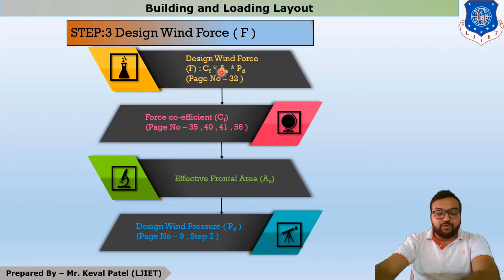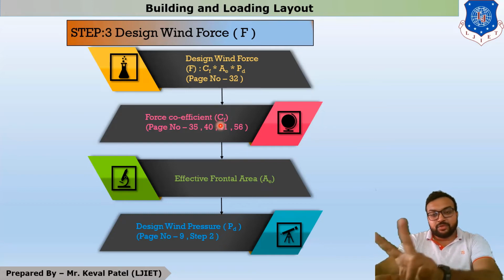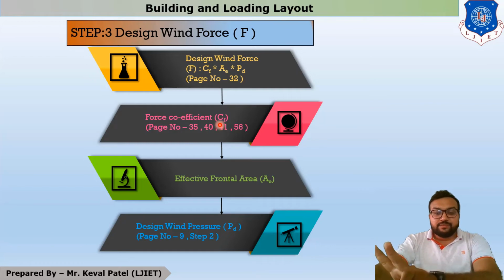Second is AE. Now what is AE? AE is the effective frontal area, and its equation will be discussed in the next to next slide. And what is PD? PD means design wind pressure, and design wind pressure is the answer of our step number 2. You can see that this equation of design wind force is given on page number 32. Force coefficient, as discussed earlier, has two types of examples, and the value of CF can be found from page numbers 35, 40, 41 and 56.